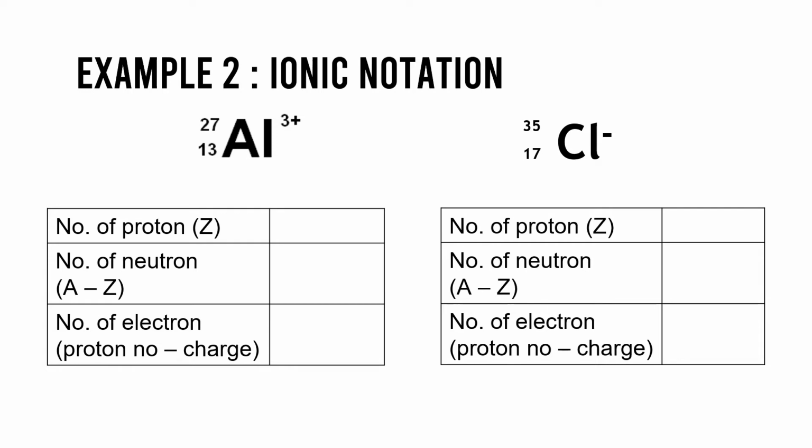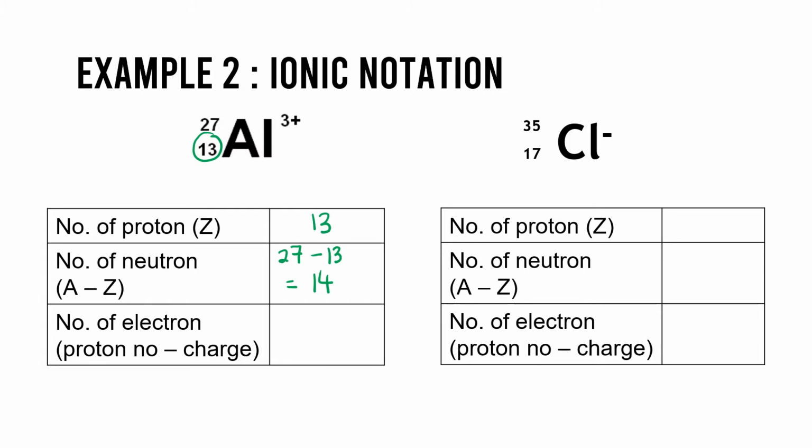Now let's try this example. We have the cation Al3+ and the anion Cl-. For the Al3+, in order to get the number of protons, you should refer to the value at the bottom. So the number of protons equals 13. And in order to get the number of neutrons, it is A minus Z. So we have 27 minus 13, and the answer will be 14 for the number of neutrons.